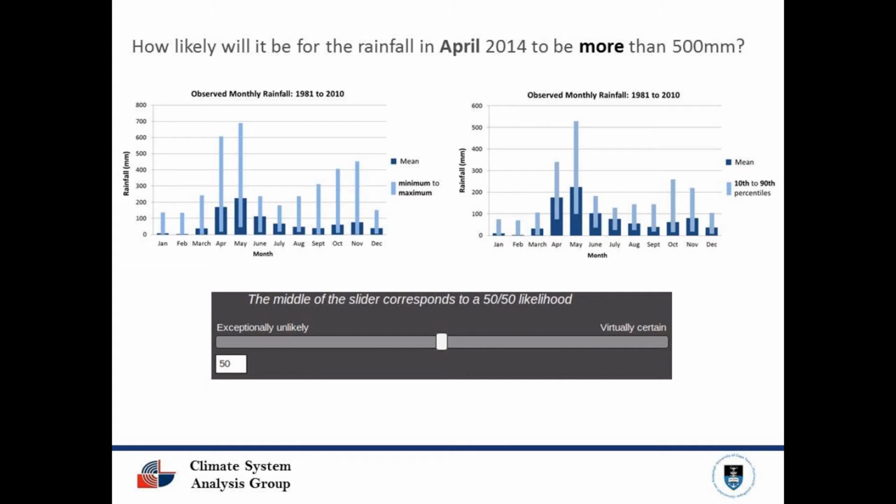During the survey, people were given this sliding bar, so they could change their answers according to the question and slide it from the left to the right. For this particular question, they can move it from exceptionally unlikely all the way to virtually certain.